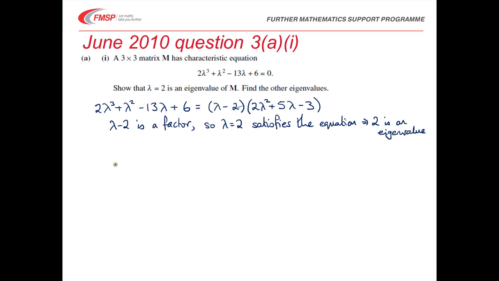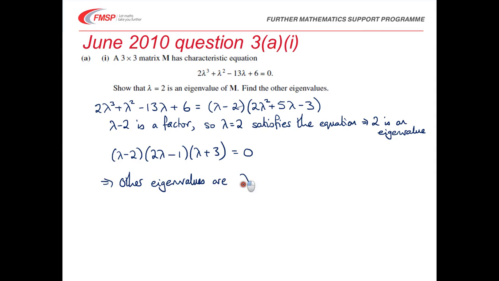Now I can factorise the remaining quadratic to get 2 lambda minus 1 times lambda plus 3. So the other eigenvalues are lambda equals a half and lambda equals 3.